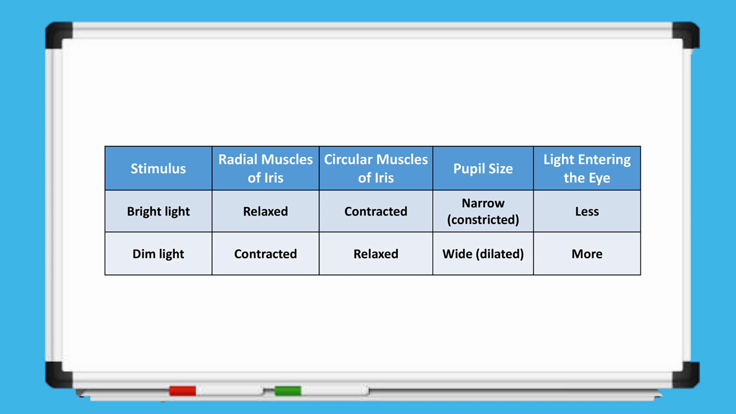In bright light, the circular muscles of the iris contract while the radial muscles relax. This causes the pupil to become narrow or constricted, allowing less light to enter the eye and preventing retinal damage. In dim light, the circular muscles relax and the radial muscles contract. This leads to pupil dilation, or widening, which lets more light enter the eye and improves vision in low light conditions. This antagonistic action between the radial and circular muscles ensures that the eye receives the right amount of light, maintaining optimal function of the retina.